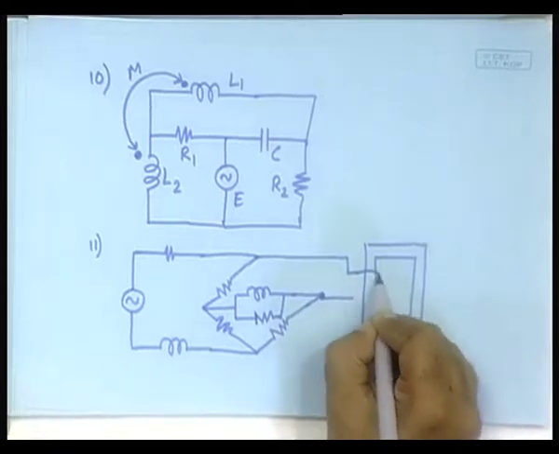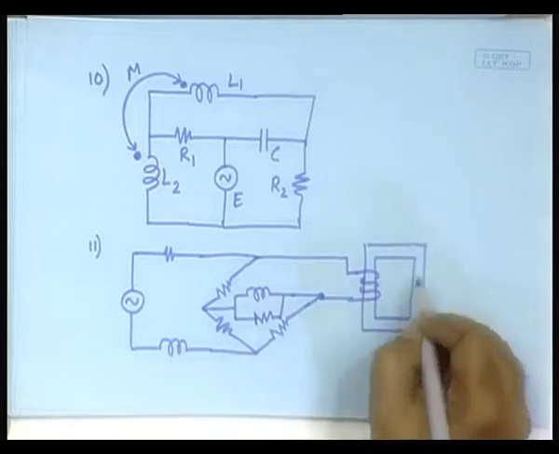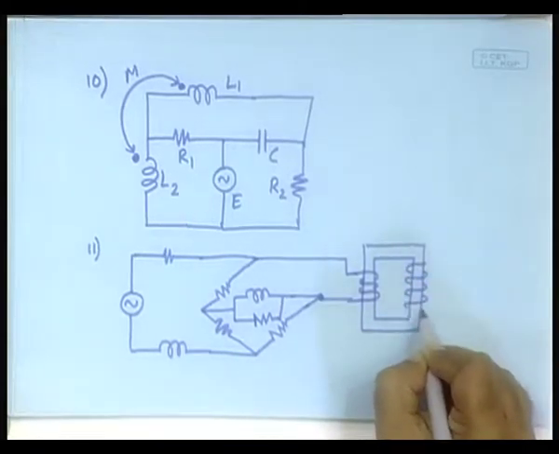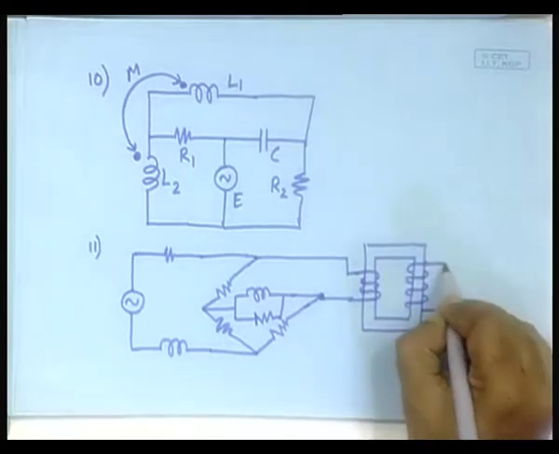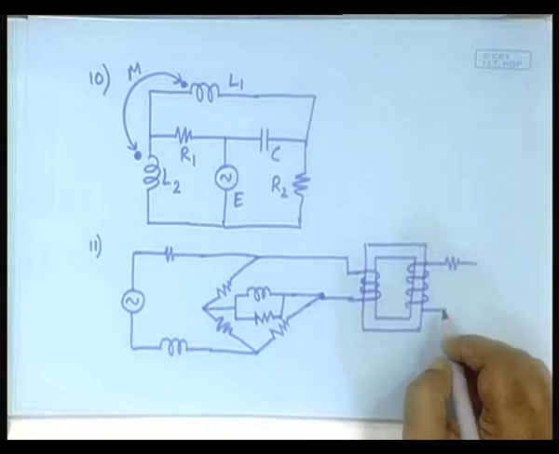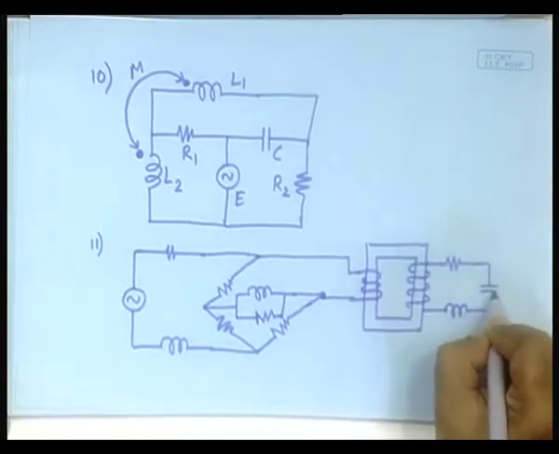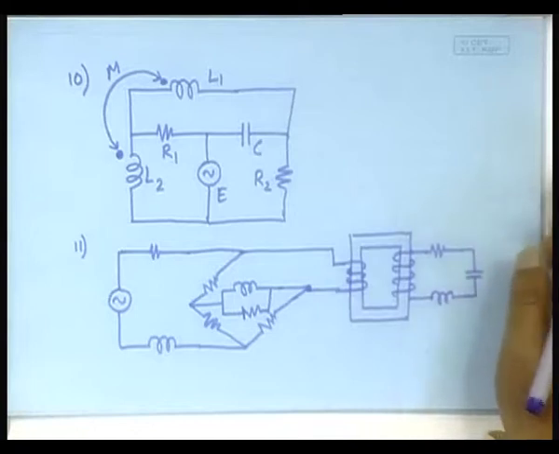Transformer core. So, you have, and the other side you have a resistance, inductance and a capacitance. Okay. Enough complicated, so you are happy.